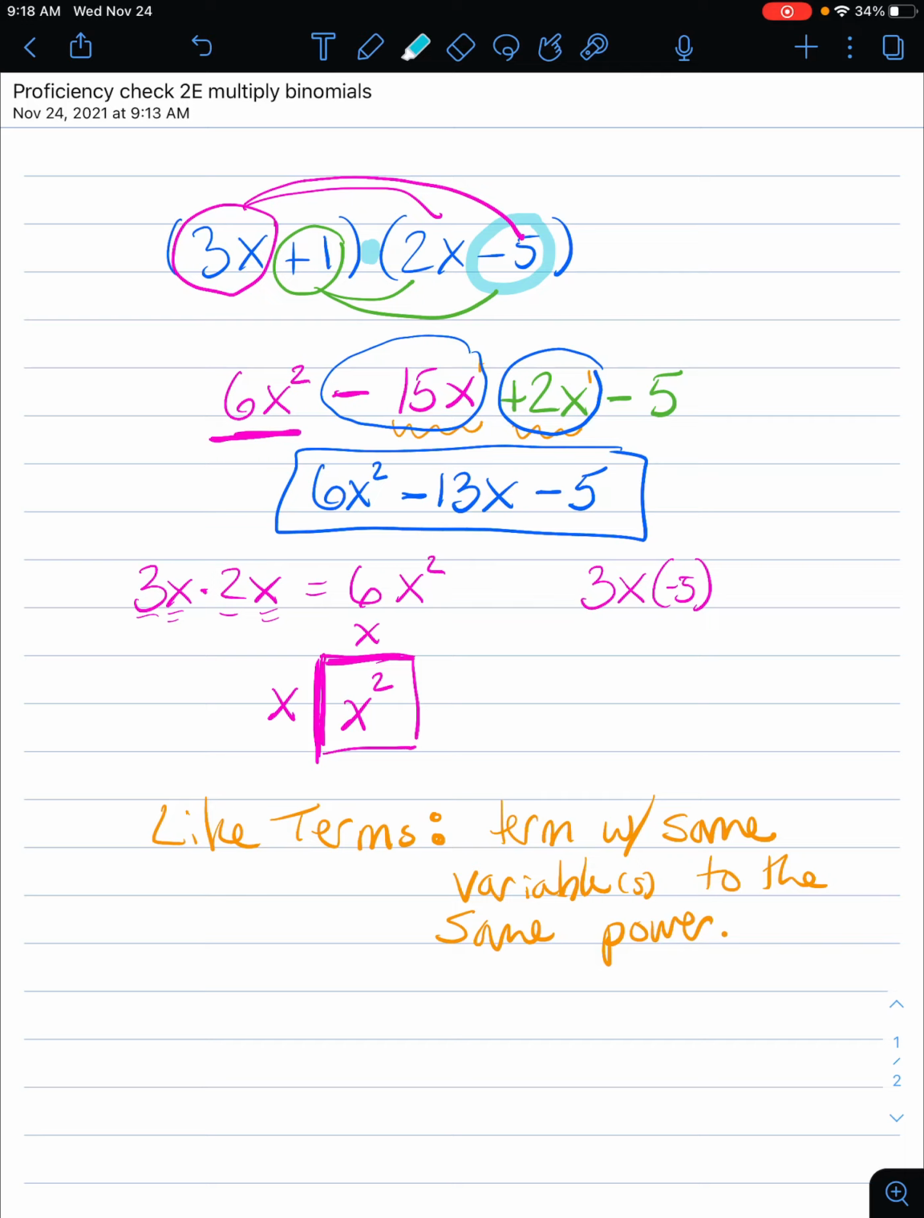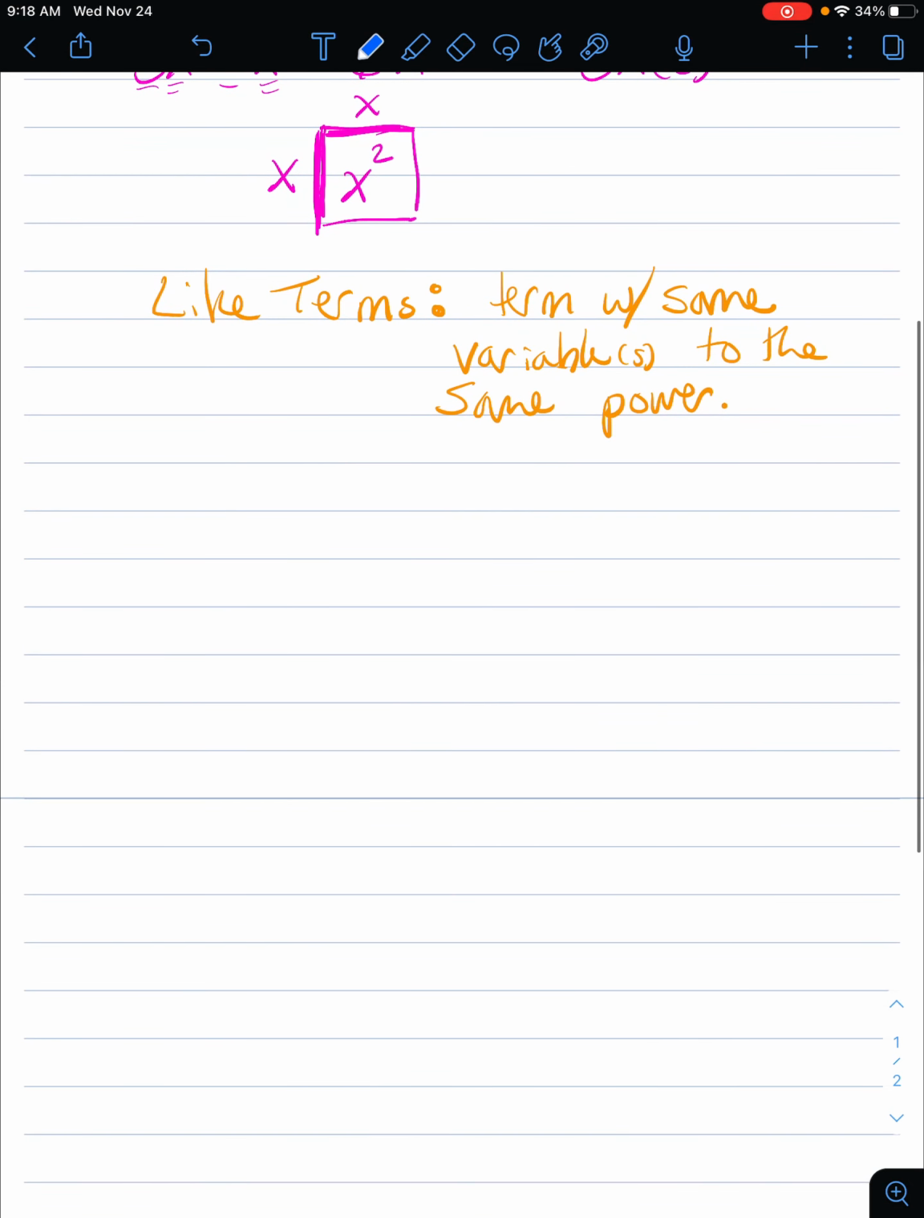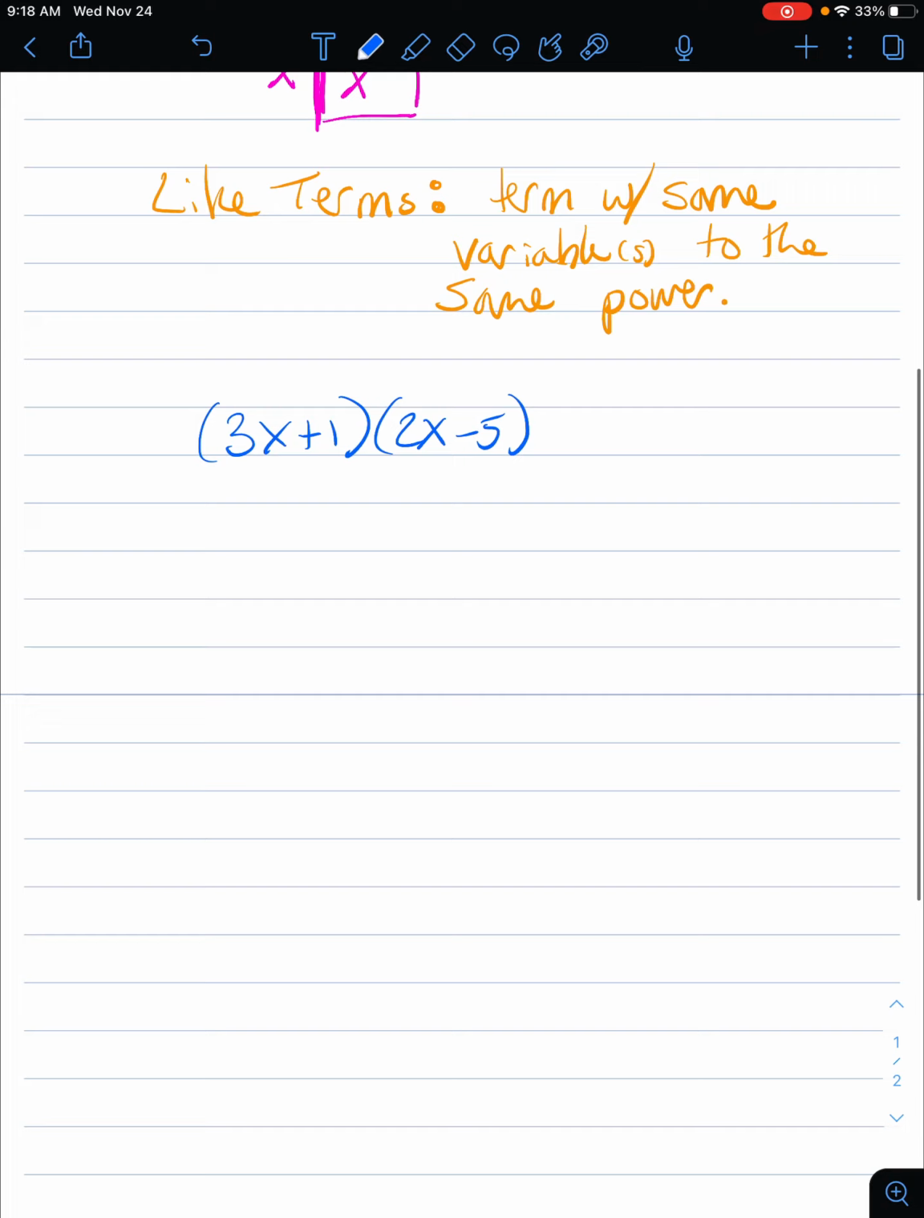Okay, I'm going to show you this again. If you're good with the distributive property, that's fine. If you want to see another way to do this, I'm going to go ahead and scroll down and show you another way. So we're going to use the exact same problem, which is 3x plus 1 times the quantity 2x minus 5. And I'm going to show you how to do this with a generic rectangle.